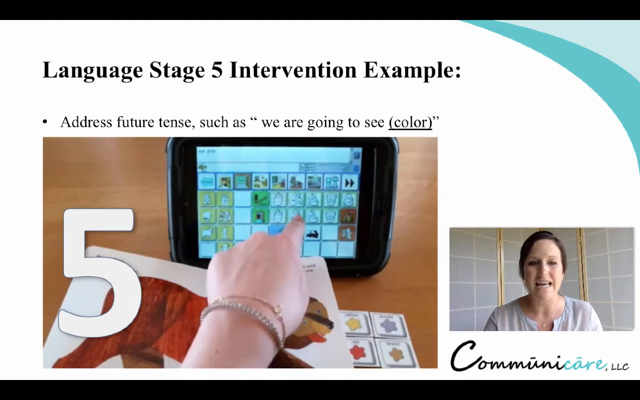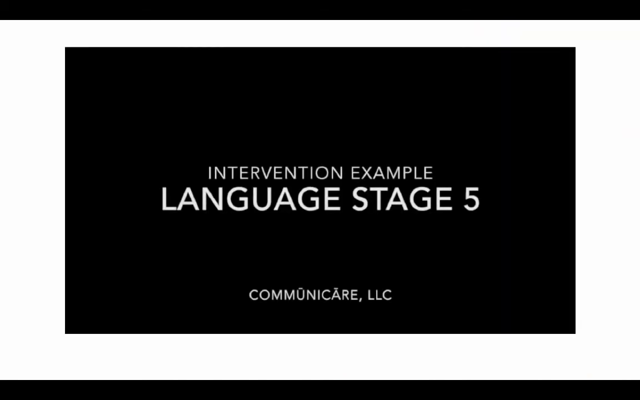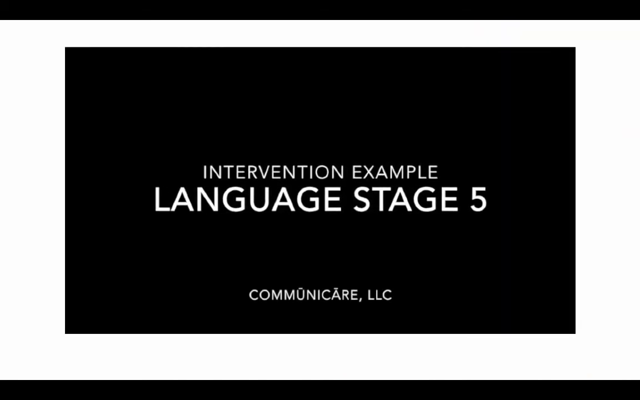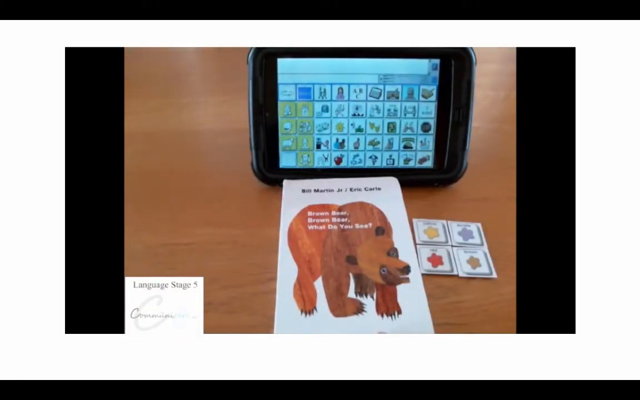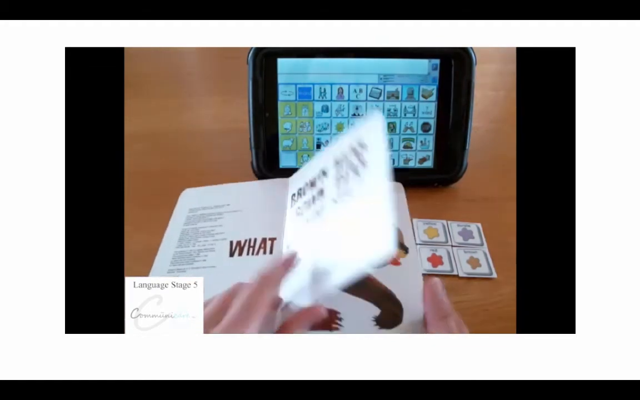So you guessed it, same kind of example, but now we're going to address future tense. What are we going to see? So, again, just looking at how it doesn't really matter what we're doing, it's just how we're shaping it and what we're asking of the individual. Okay, let's read our book, and I want you to tell me what color you think we're going to see and use all of your words. So let's start. I'll go first.